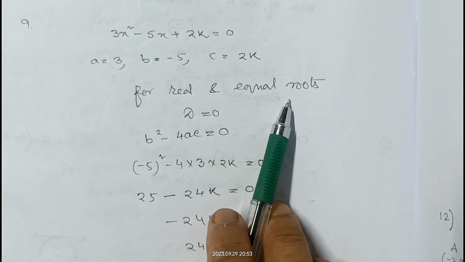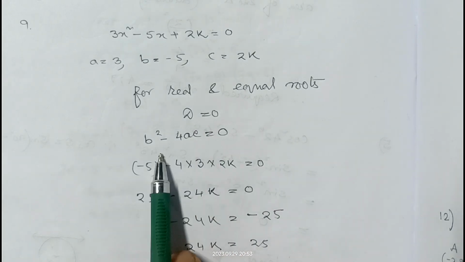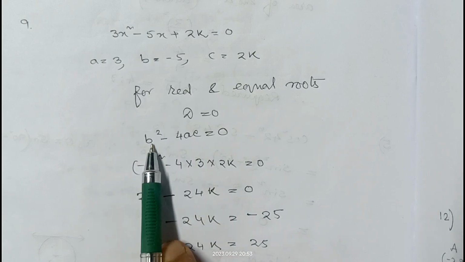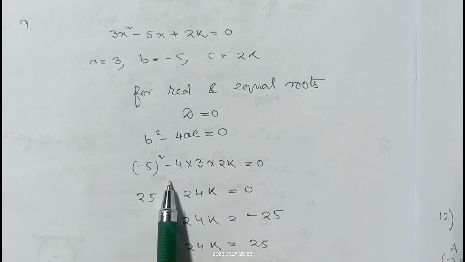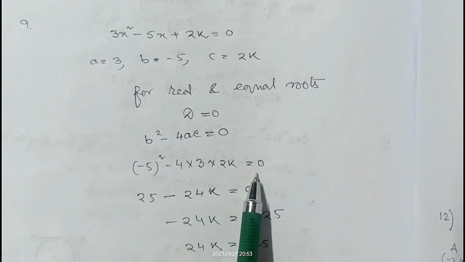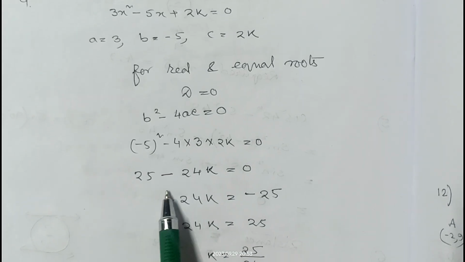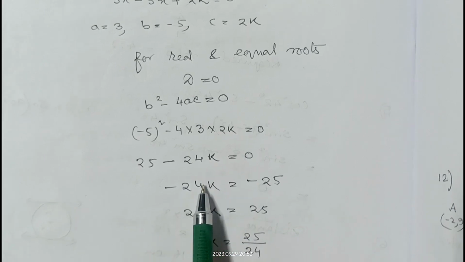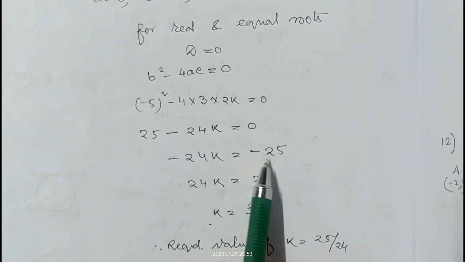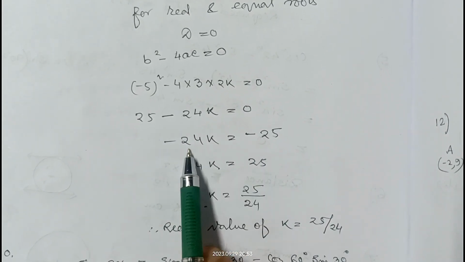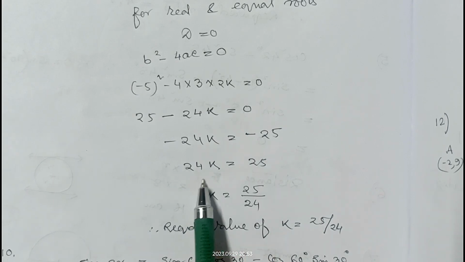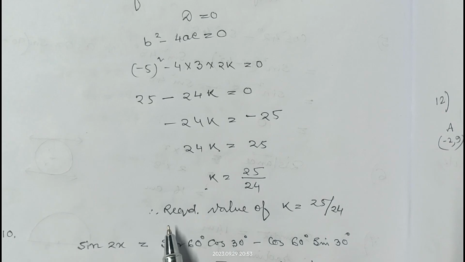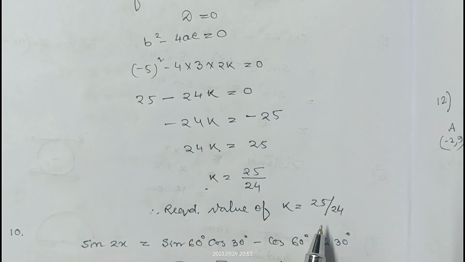Now for real and equal roots, we know d equals to 0. So b square minus 4ac will be 0 because this is the value of d. Minus 5 square minus 4 into 3 into twice k equals to 0. 5 5 is 25 minus 3 4 is 12, 12 2 is 24k equals to 0. Minus 24k will be minus 25. If I multiply both sides by minus, then it will be 24k is 25. Therefore k is 25 by 24. Therefore required value of k is 25 by 24.